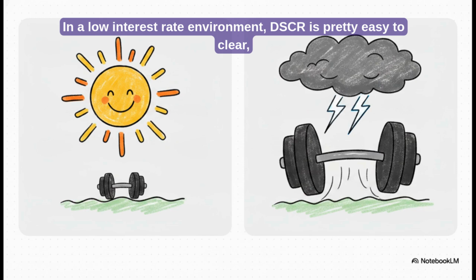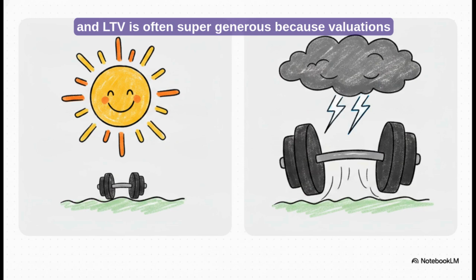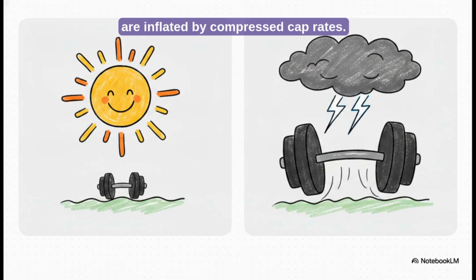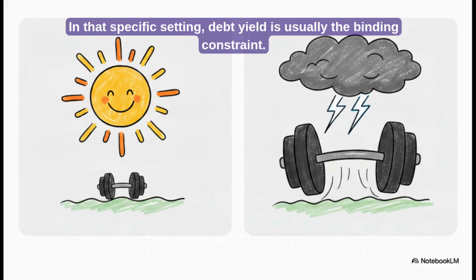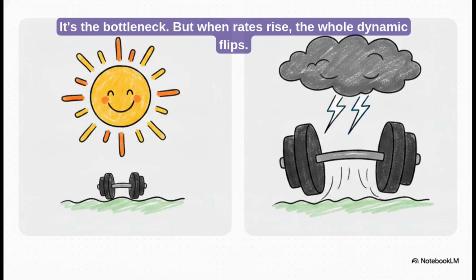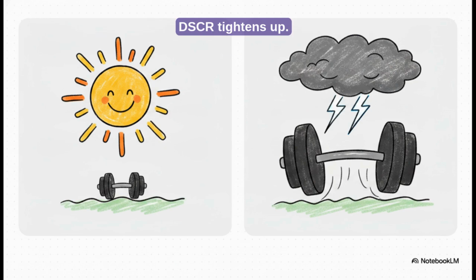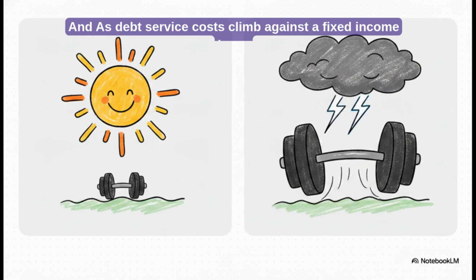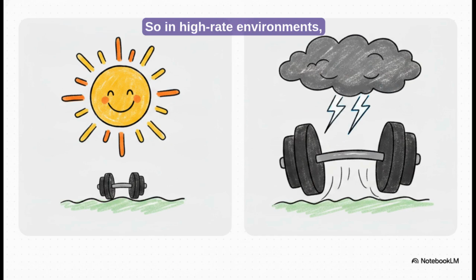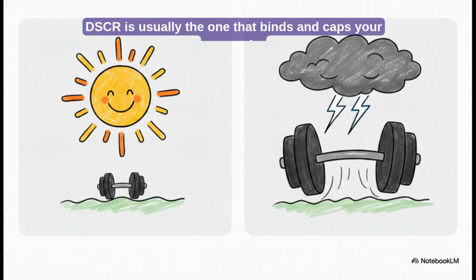In a low-interest rate environment, DSCR is pretty easy to clear, and LTV is often super generous because valuations are inflated by compressed cap rates. In that specific setting, debt yield is usually the binding constraint. It's the bottleneck. But when rates rise, the whole dynamic flips. DSCR tightens up as debt service costs climb against a fixed income base. So in high-rate environments, DSCR is usually the one that binds and caps your proceeds, while debt yield just sits there as a baseline floor.